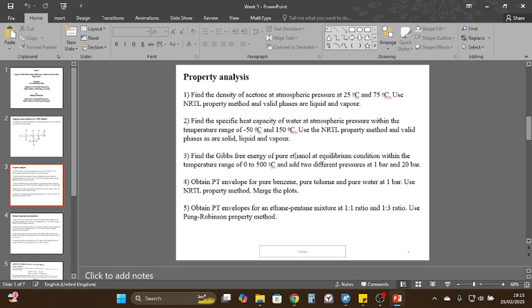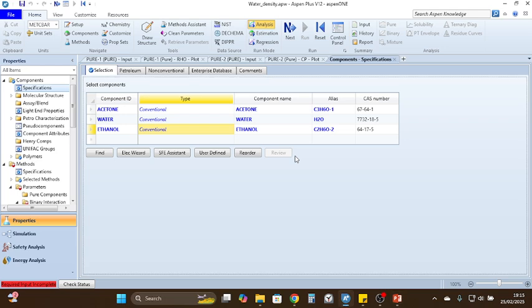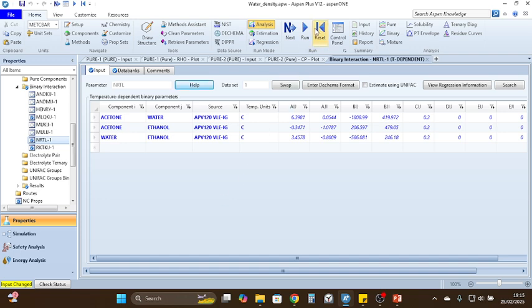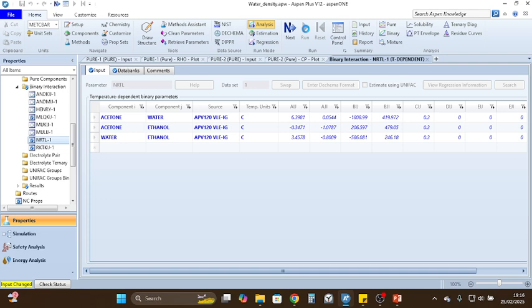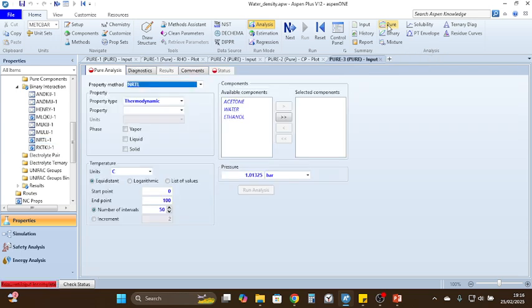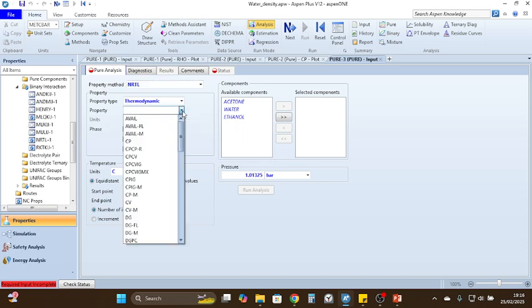So let us see for pure ethanol. We have added the component. Now we are going to click on next. The interaction parameters are updated. Now we are going for pure analysis. Now the property type that we are going to go for is here, the Gibbs free energy for a pure component. I think this is the Gibbs free energy.